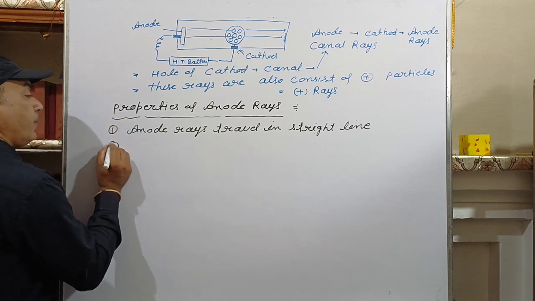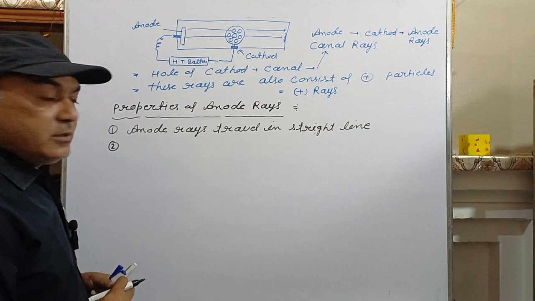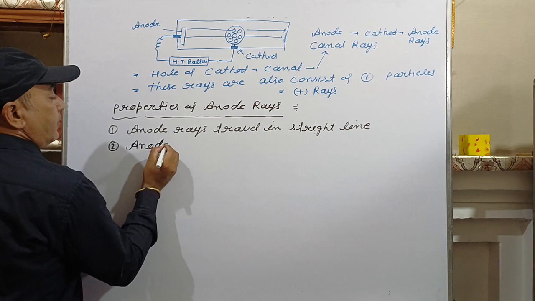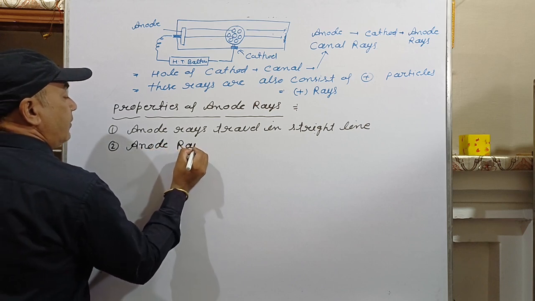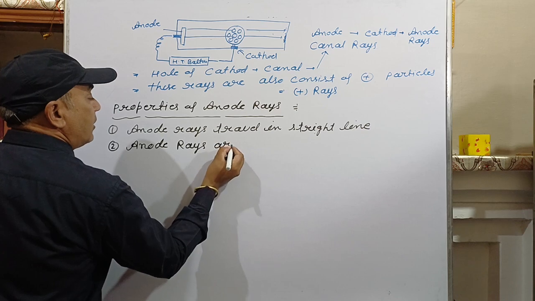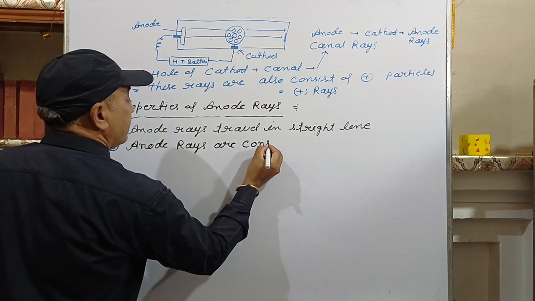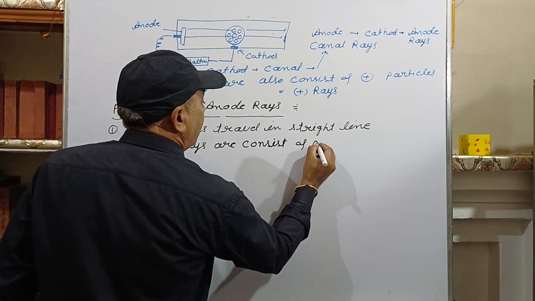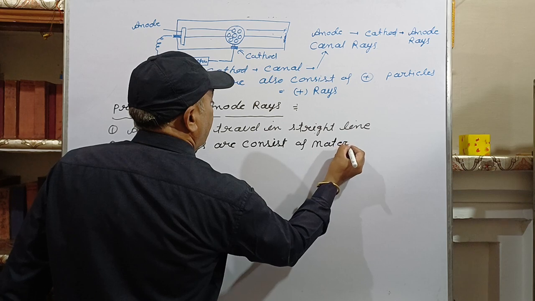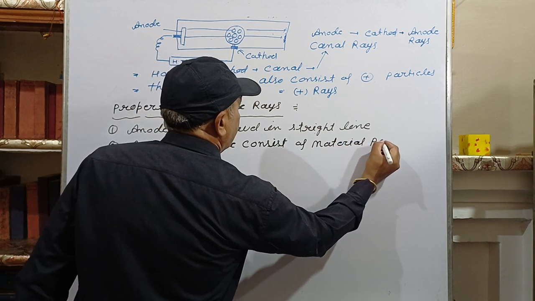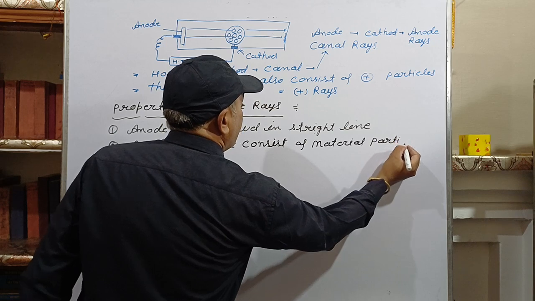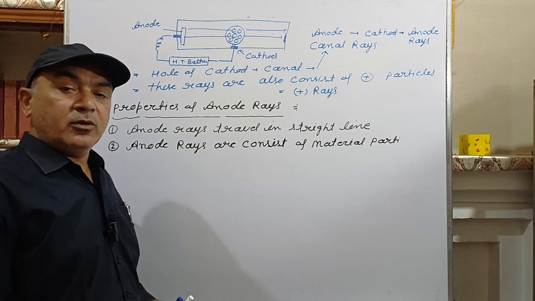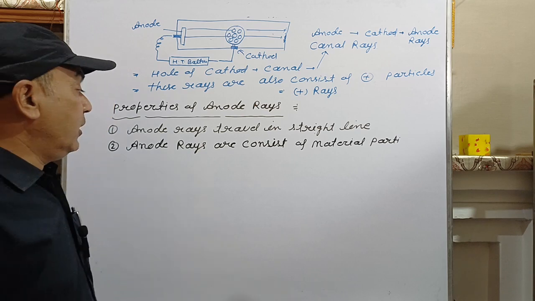Now, the second property of anode rays. Anode rays consist of material particles like cathode rays, and these rays are also able to rotate a paddle wheel placed in the path of anode rays, like cathode rays.